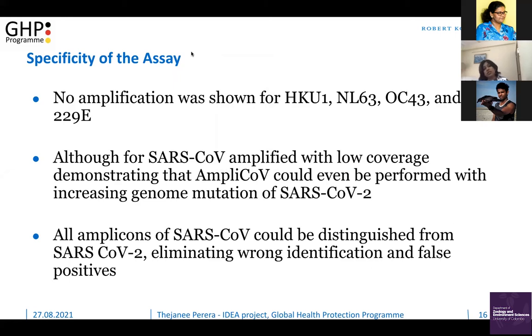But it showed amplification with low coverage with SARS coronavirus. So this means that you can use this assay even with the increasing mutations with the SARS coronavirus too. So all amplicons of the SARS coronavirus still could be distinguished from SARS coronavirus 2. That means it eliminated the false identification.